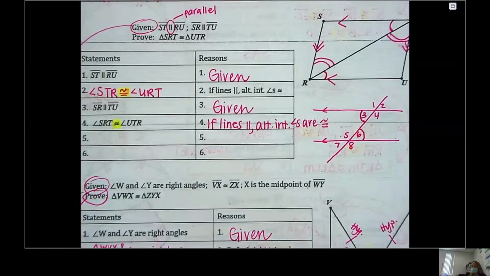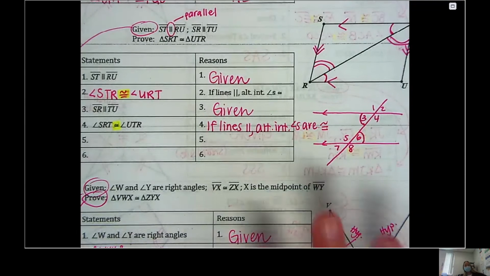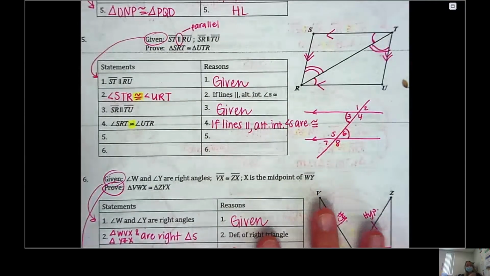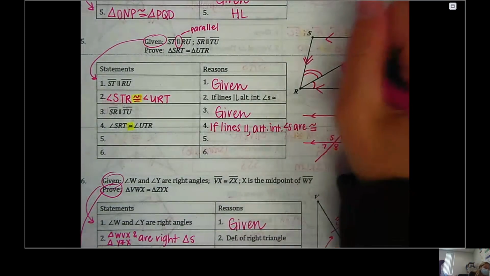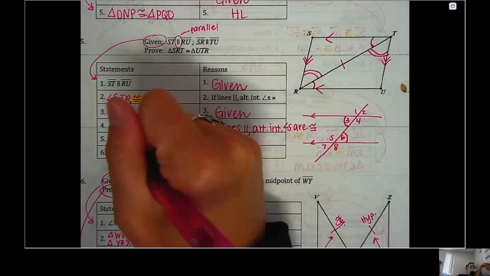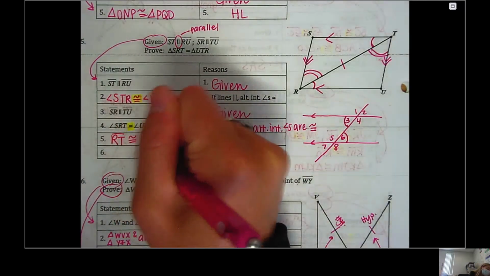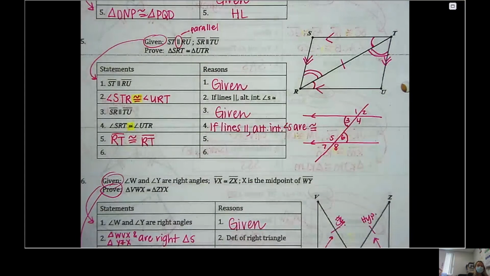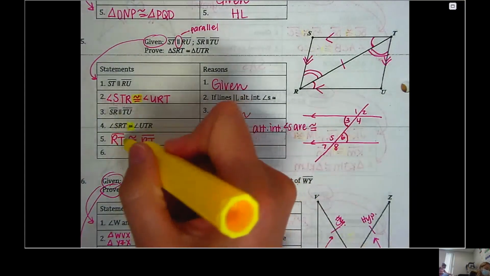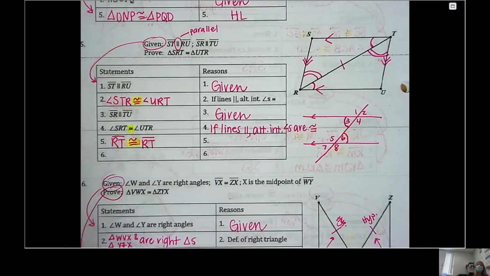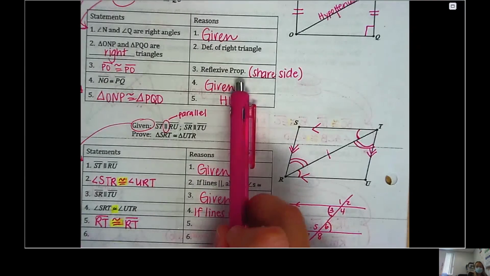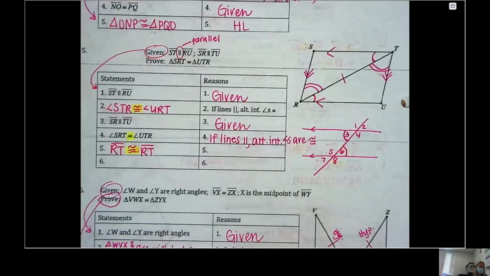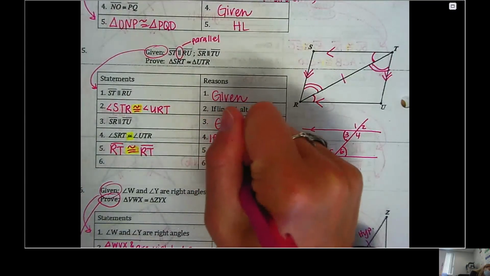My third one is the one that you told me at the very beginning. What do they have in common? What do they share? They share a side. Which side do they share? RT, right here. RT is congruent to RT. Now, what is that called? What's the reason for that? Yep, reflexive property. It means it has a shared side. That's just the fancy way of saying a shared side. But we use the official term when we write it down. So reflexive property.